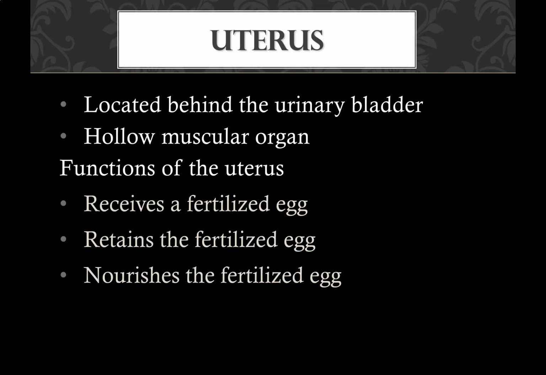Now, the uterus itself is behind the bladder, and it is a hollow muscular organ. You'll know that when you are beginning and during your period, where that hollow organ is contracting, and that's what sometimes will cause cramping in ladies. That muscular organ is also what will be used to push the baby out on the day the baby is born. So it's pretty important. It has a bunch of functions, obviously. It's going to receive the fertilized egg, it's going to retain the fertilized egg, and then it will nourish the fertilized egg with something known as the placenta.